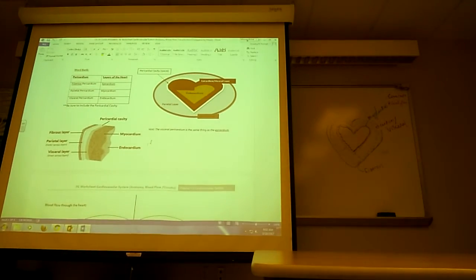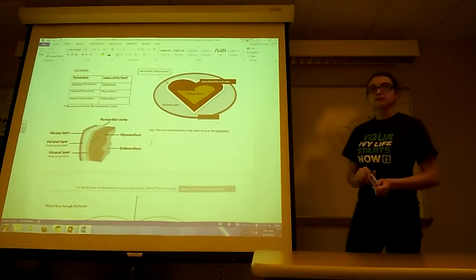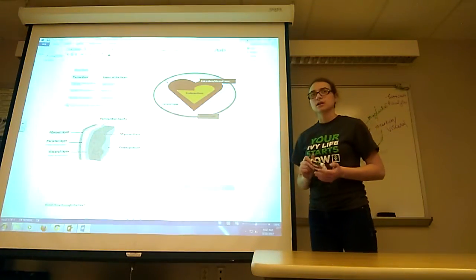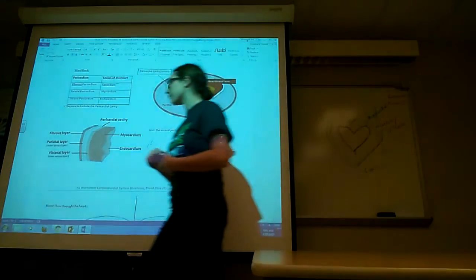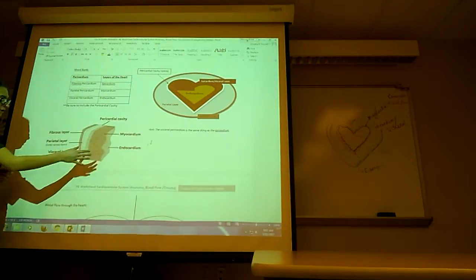Wait, I lost it. I'm sorry. Okay. But would it be maybe a diagram and then we would just have to label it? I don't know if she's going to give you a diagram, but maybe this is more anatomically correct.